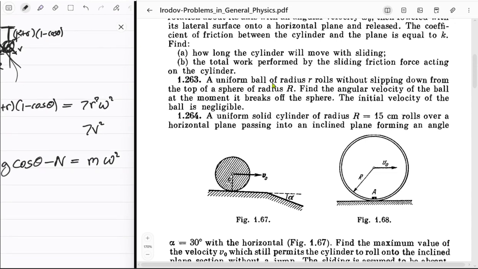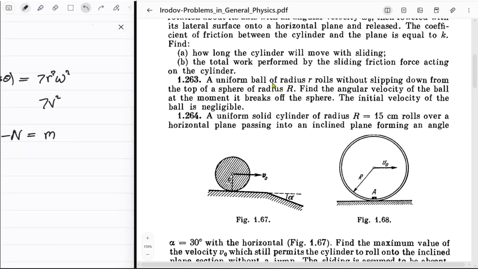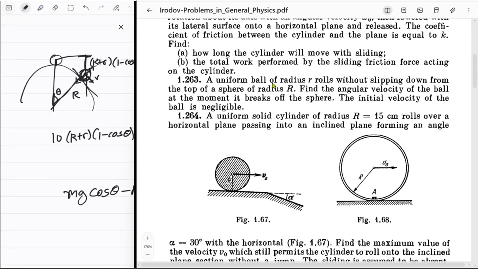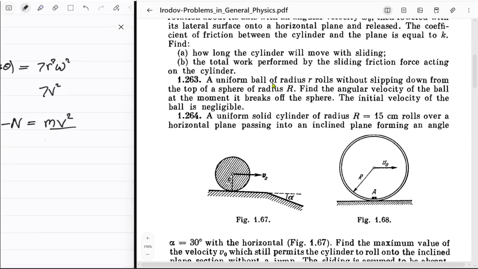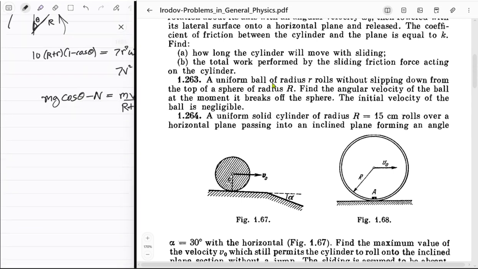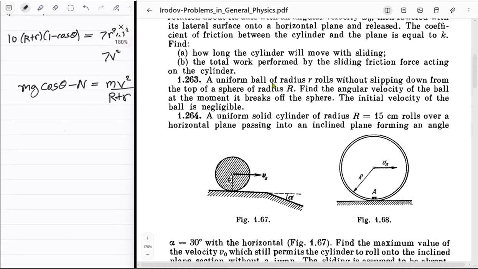So no, I should not say it like that. It should really just be mv squared upon r. Because we already used omega for a different omega, so you can't use it for v upon capital R plus small r anymore, right? So it's mv squared upon capital R plus small r. That makes sense? So you got the thing, you got normal force.